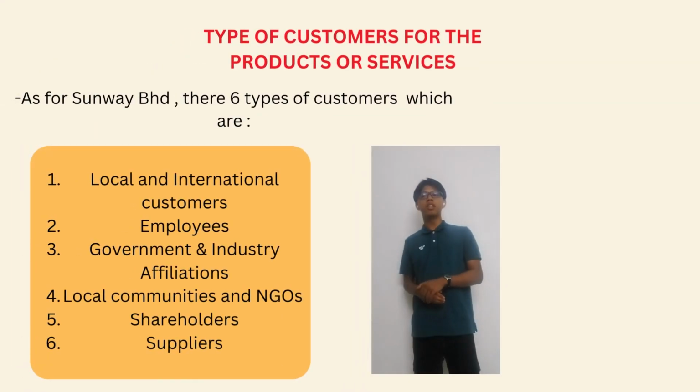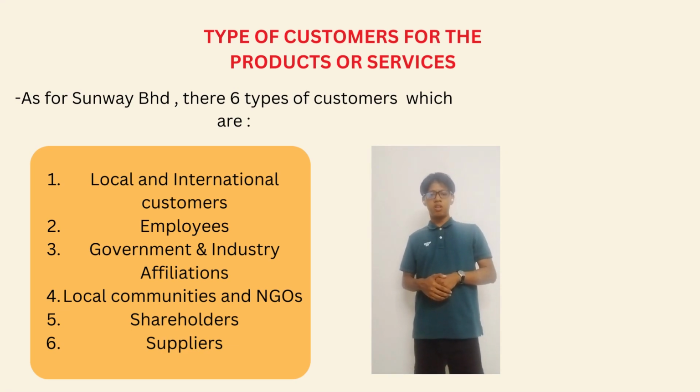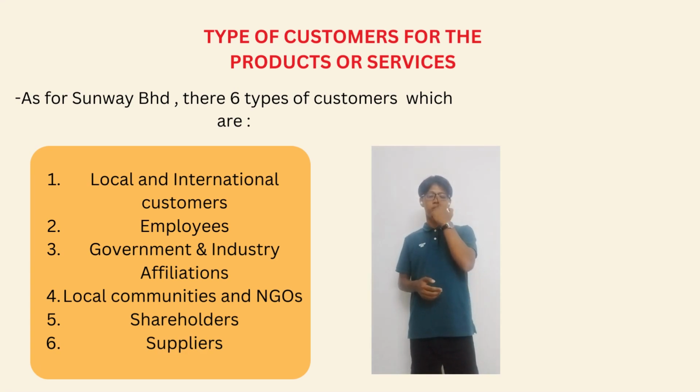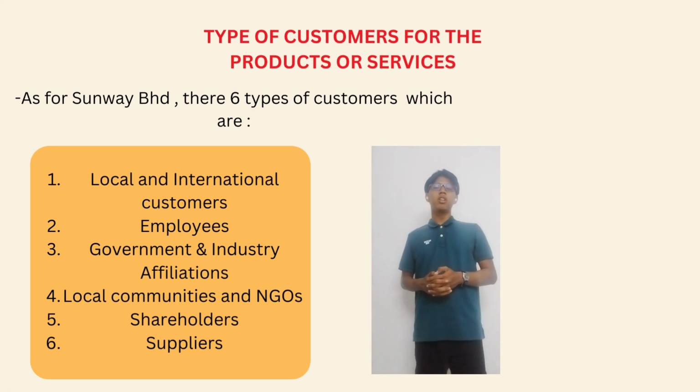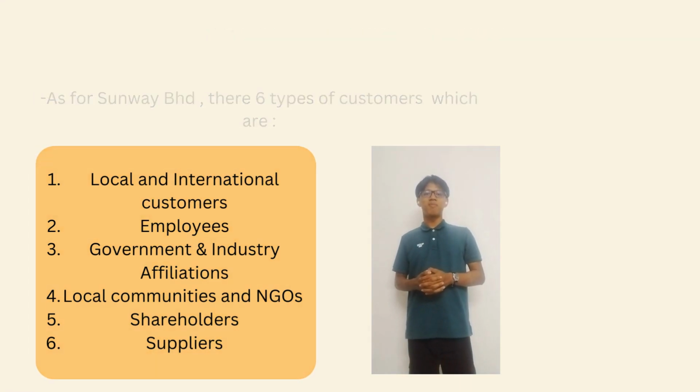For the next factor, which is type of customers for the product or services. As for Sunway, there are 6 types of customers. First, local and international customers. Second, employees. Third, governments and industry affiliations. Fourth, local communities and NGOs. Next, shareholders, and the last one is suppliers.